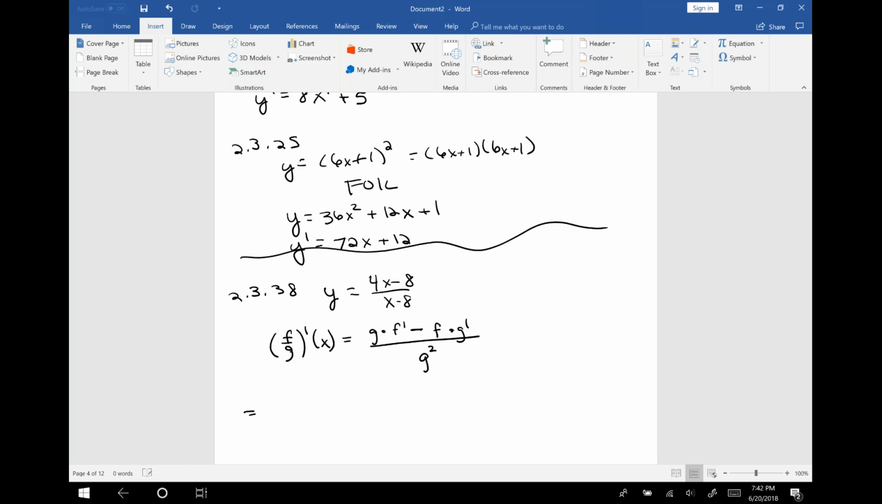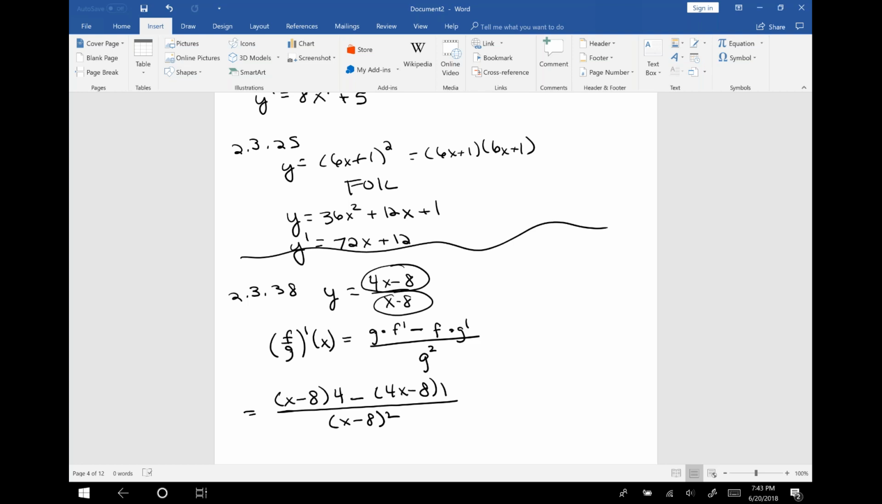So for this function, (4x minus 8) divided by (x minus 8), we're going to just write that bottom, which is x minus 8, and then multiply it by the derivative of the top. The derivative of 4x minus 8 is just going to be 4. And then we're going to say minus the top, so we copy 4x minus 8, and then multiply it by the derivative of the bottom. The derivative of x minus 8 is going to be 1. And then we divide that by the denominator squared.